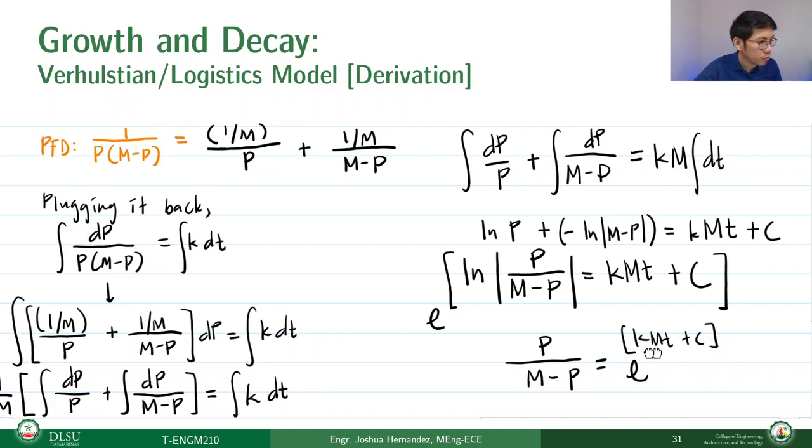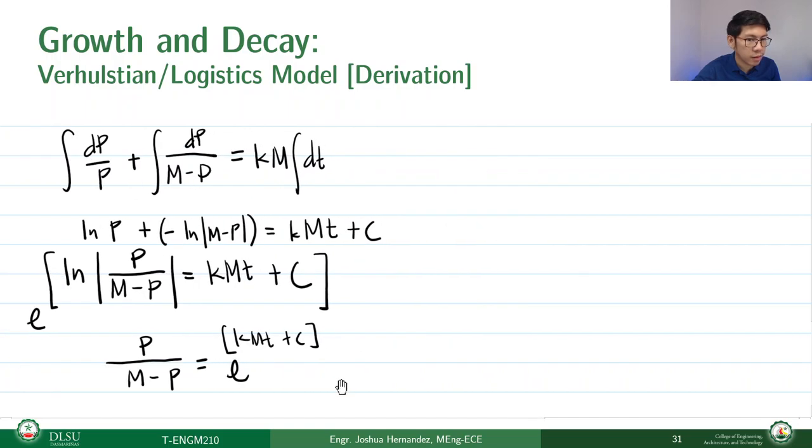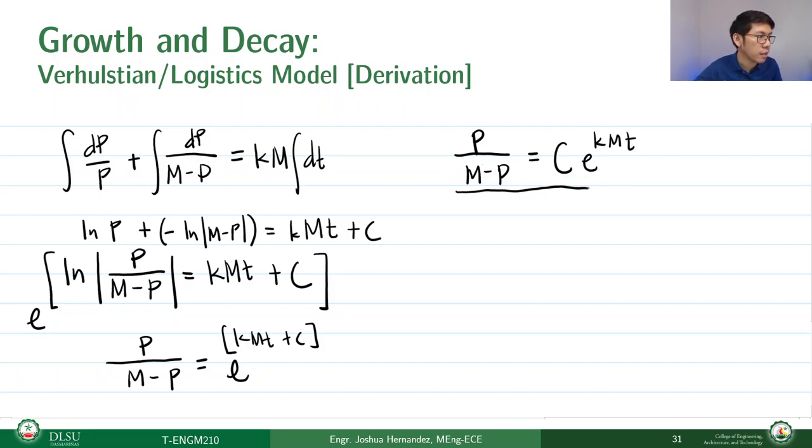Expanding further, we're gonna get this could be equal to e raised to kmt times e raised to c. And we know that e raised to c is also equal to c. So this could be further simplified as p over m minus p equals c e raised to kmt. Ayan. So meron na tayo ng ating first workable solution.